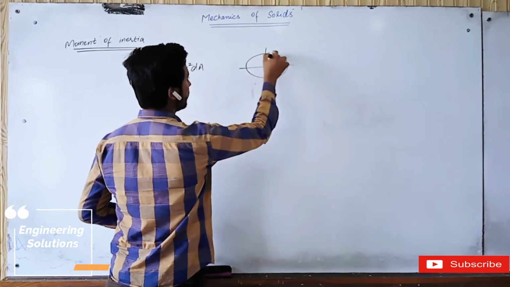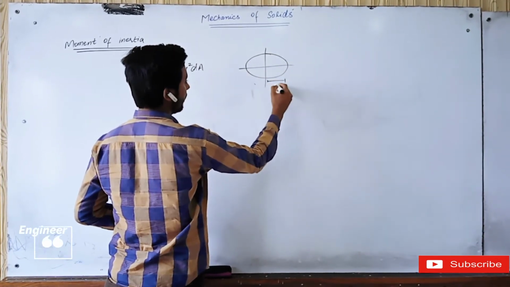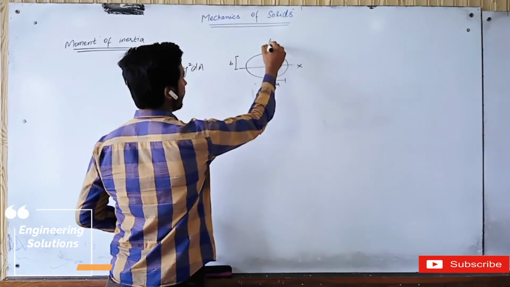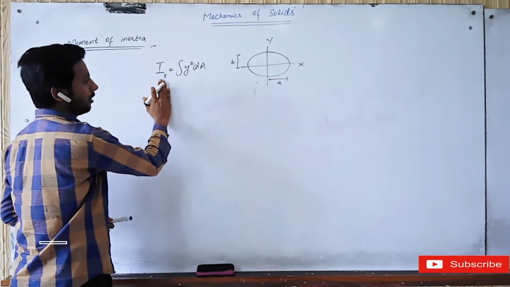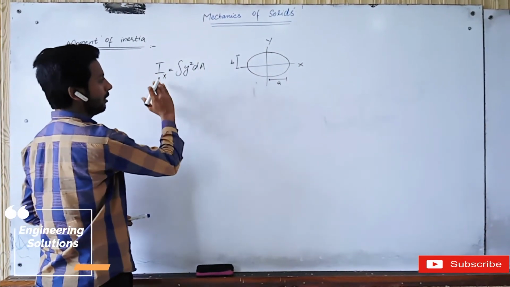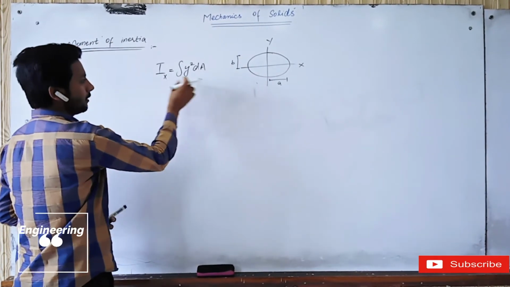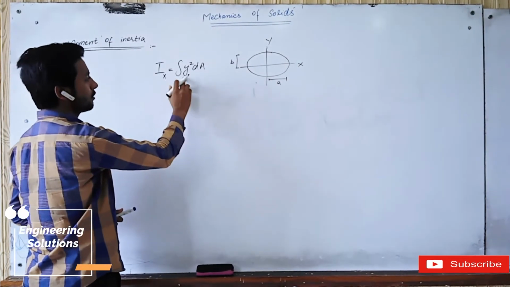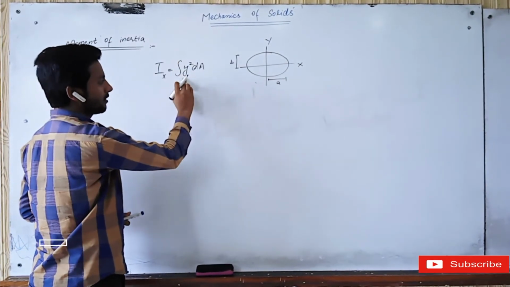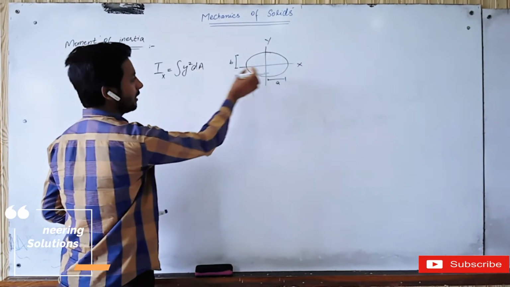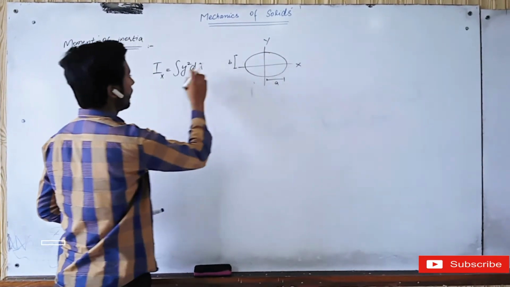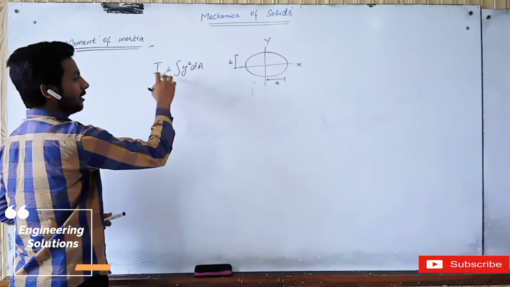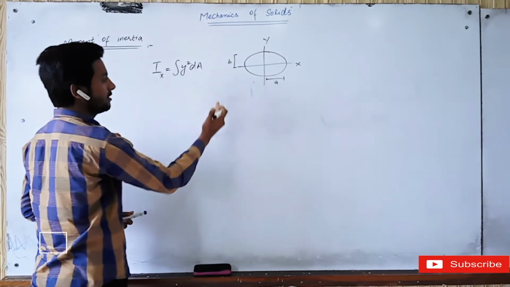for example, we are going to deal with an ellipse. This distance is A and this is B, and this is the x-axis, this is the y-axis. If we write the formula of moment of inertia for this ellipse about the x-axis, then Ix is equal to integration y square dA. dA is the area of each element in the figure, multiplied by the square of distance from the axis, and then it is integrated over the area.